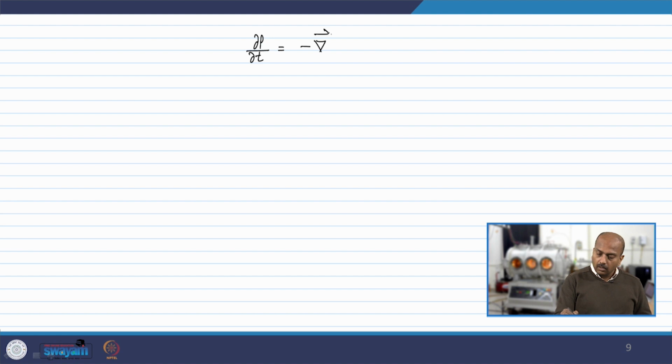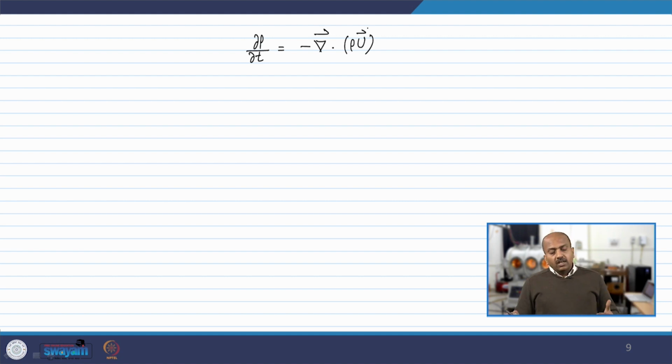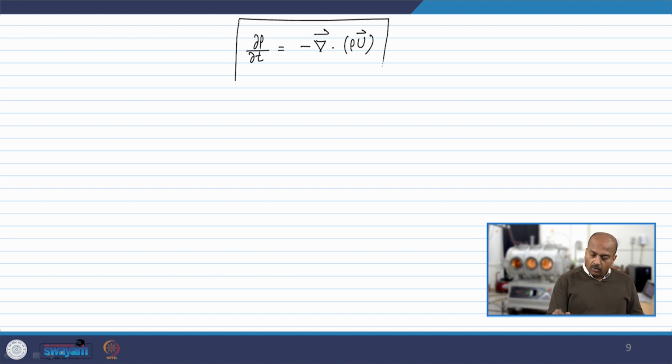So, taking this relation out, we can write ∂ρ/∂t is minus del dot ρu. The rate of change of density with respect to time is equal to the divergence of the mass flux, right. So, this is one representation of the continuity equation.